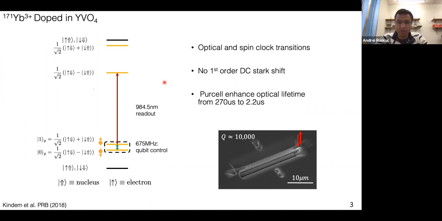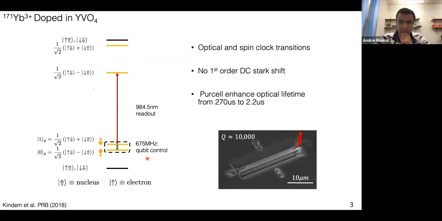In bulk material, the excited state lifetime of these optical transitions is about 270 microseconds. And to enable detection of single ions, we fabricate photonic crystal cavities from the crystal. And by Purcell enhancement, this reduces the optical lifetime to about 2.2 microseconds. And in addition, leads to more than 99% of the ion emission coupling to the cavity mode. And this really enables us to both detect and interact with these single rare earth ions quite efficiently.